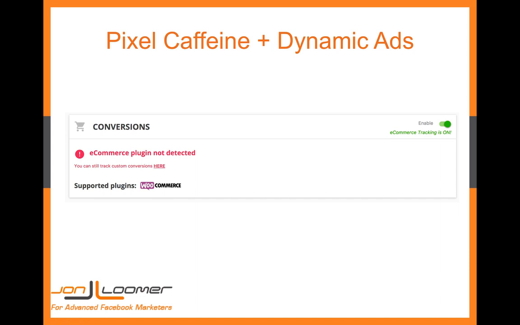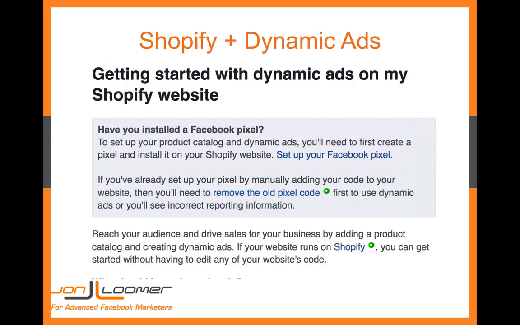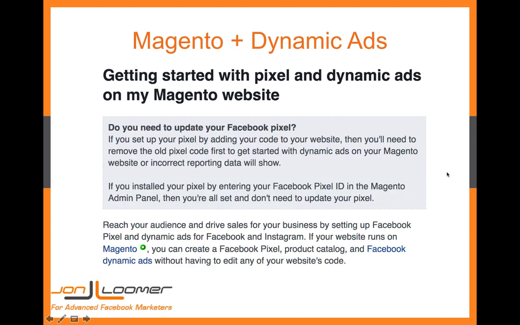Right now you can see that I use Pixel Caffeine. I don't use WooCommerce, so it doesn't detect that e-commerce plugin. Otherwise, I could have started doing all that integration. But additionally, there's really easy integration with Shopify. So if you use Shopify, I'll provide a link for you to go through those steps to set up dynamic ads. Or if you have Magento as well. So there's several options there for you in order to get dynamic ads working for you.